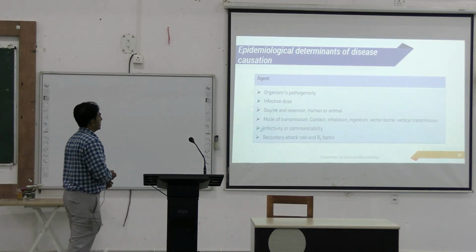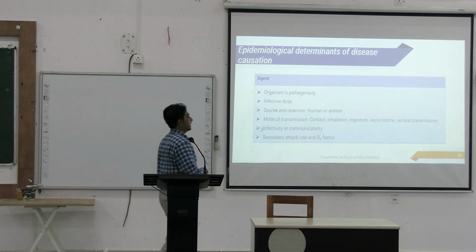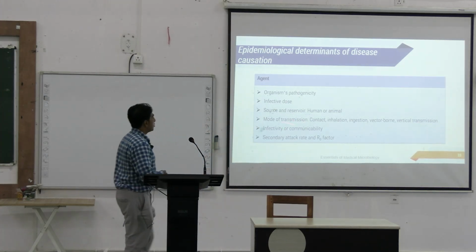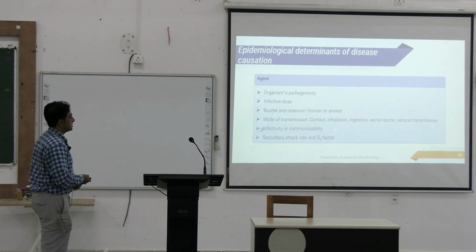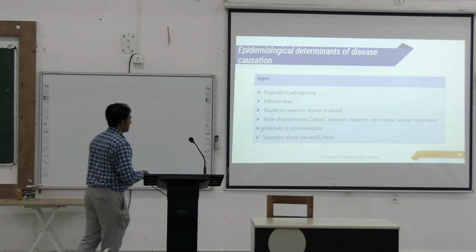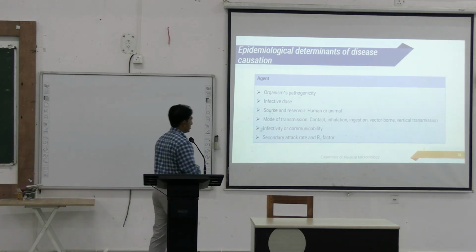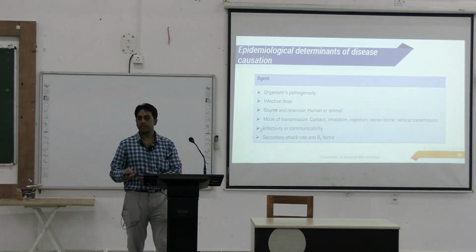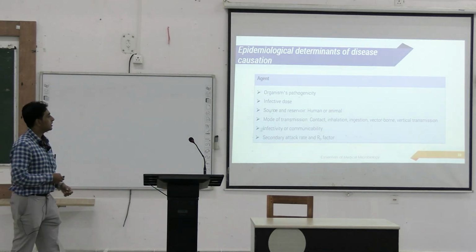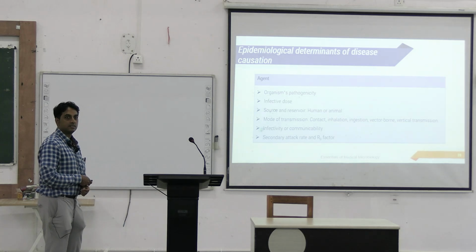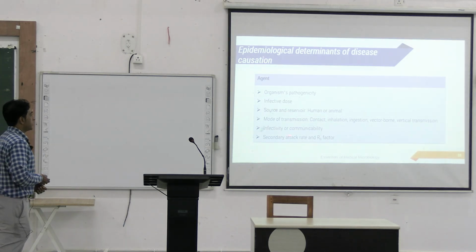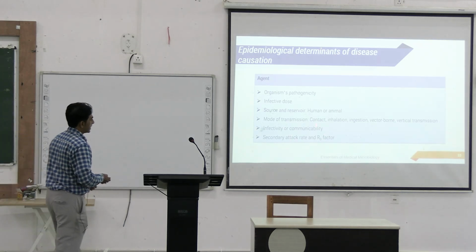এজেন্টের জন্য কি কি ফ্যাক্টর ডিপেন্ড করছে? অর্গানিজমের প্যাথোজেনিসিটি, ইনফেক্টিভ ডোজ, সোর্স অ্যান্ড রিজার্ভার, মোড অফ ট্রান্সমিশন লাইক কন্ট্যাক্ট, ইনহেলেশন, ইনজেকশন, vector-borne বা vector transmission, infectivity or communicability, and the secondary attack rate and the R0 factor. So what are the agent factors? These are the organism's pathogenicity, infective dose, source and reservoir, mode of transmission, infectivity or communicability, and secondary attack rate.